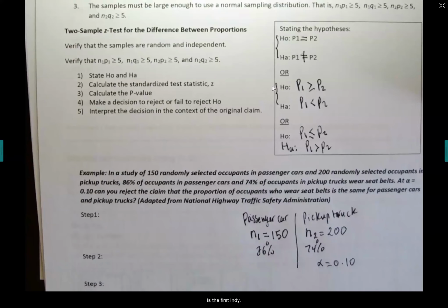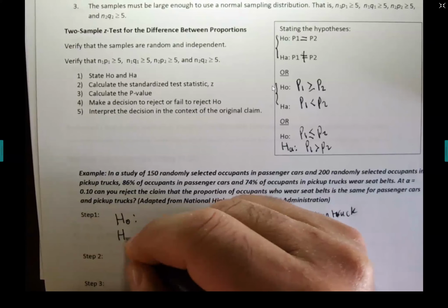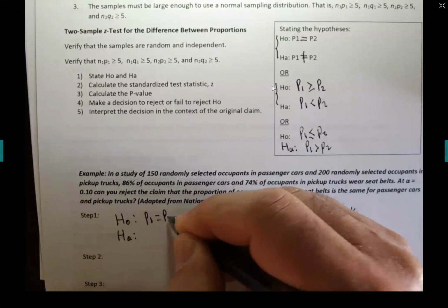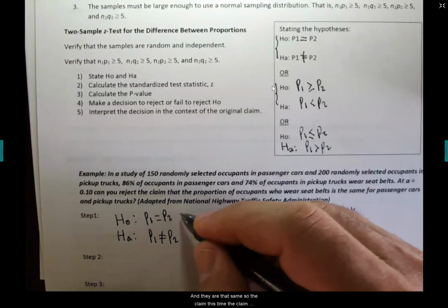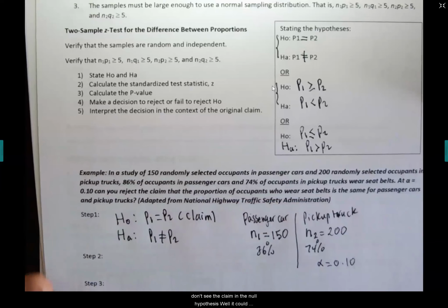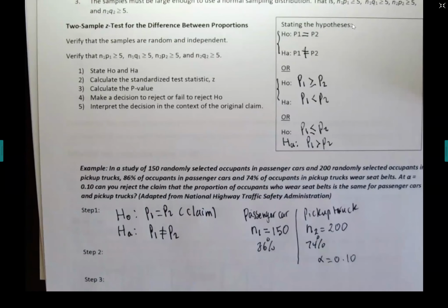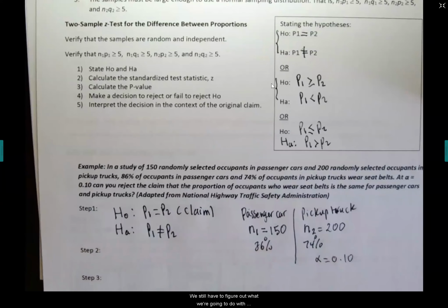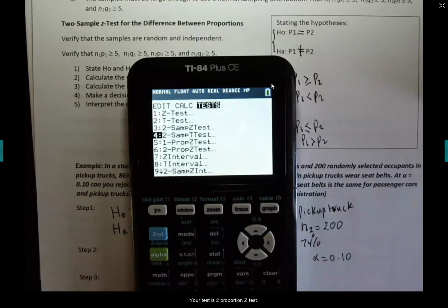Yep, it is the first indeed. Here you go. And they are the same, so the claim, oh, this time the claim is in the null hypothesis. Because some students were asking me, we don't see the claim in the null hypothesis. Well, it could happen, and it is in this case. Okay. We still have to figure out what we're going to do with this. Before we do that, I'm going to show you the test, guys, and maybe you can tell me what to do with this. Your test is two proportion Z test.